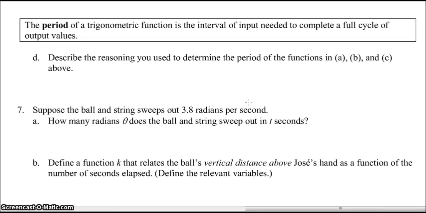So what does the book say? It says, the interval of input needed to complete a full cycle of output values corresponds to the interval of input needed for the argument of the trigonometric function to vary by 2 pi radians. This is conveyed on the graph by the smallest interval of input needed, such that the output at the beginning and end of this interval is always the same value.